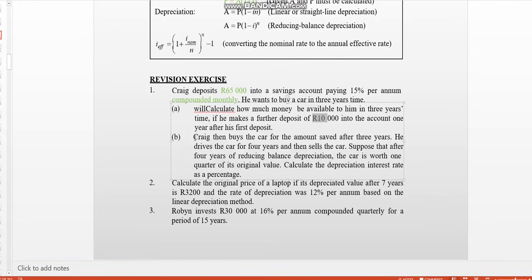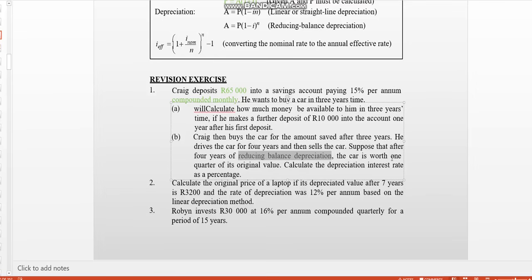The following question says, Craig then buys a car for the amount saved after 3 years. He drives the car for 4 years and then sells the car. Suppose that after 4 years of reducing balance depreciation, that is a key, guys. They are giving you the formula to use: reducing balance depreciation. The car is worth 1/4 of its original value.